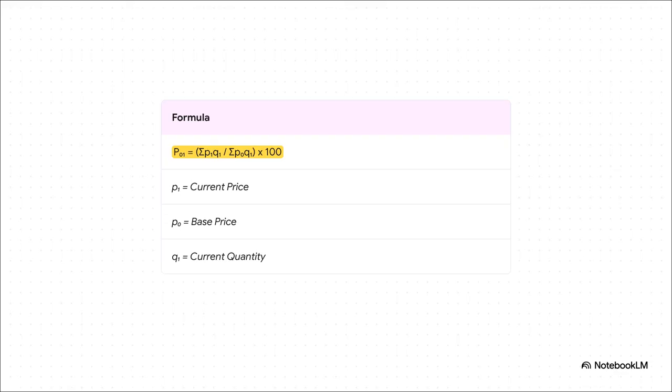And you can see that change right here in the formula. Look closely. The only thing that's different from Laspeyres is the Q. Instead of Q0, we're now using Q1, the current quantity. So the top is the total cost of what we're buying today. The bottom is what that same stuff would have cost us way back in the base year.